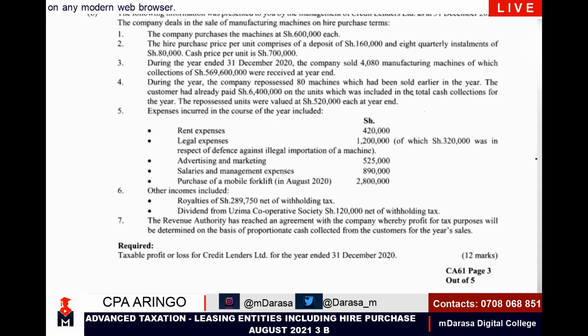The concept of unrealized profits must always click at the back of our mind. Required here, we are told, to prepare the taxable profit or loss for Credit Lenders for the year ended 1st December 2020. That's the question you are given, my good students, August 2021, question number 3, part B.